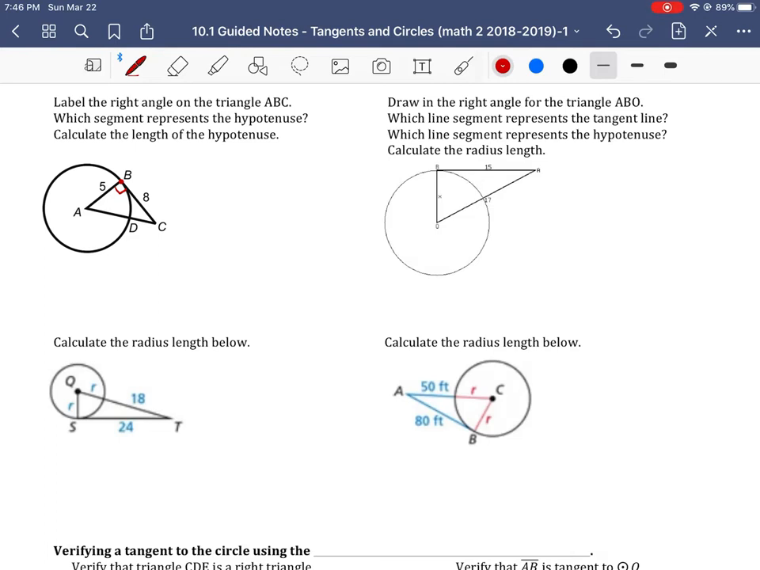Now, it asks us which segment represents the hypotenuse. This is really important so that when we use the Pythagorean theorem, we're setting it up correctly. So notice this segment right here, if this is the right angle, the hypotenuse is always opposite that. So this segment right here, A to C, that is the hypotenuse of the triangle. Then it says calculate the length of the hypotenuse. Based off of this radius, and actually A to D, this little piece right here, that's also a radius. I know that that's 5, but it doesn't really help me because I don't know what this little piece is right here. So what we want to do is look at this as a whole triangle.